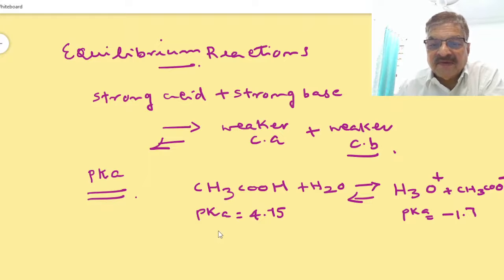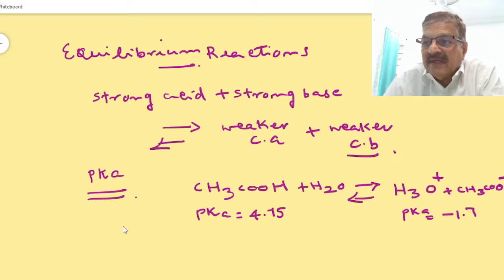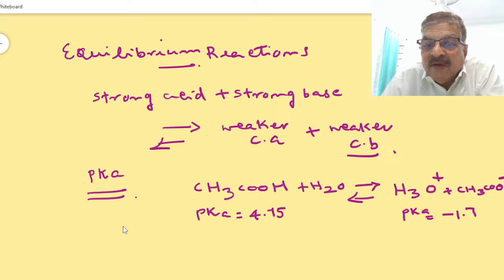Now which is the stronger acid here? The lower the pKa value, the stronger the acid. Therefore, the hydronium ion is the stronger acid compared to acetic acid here. Therefore, smaller pKa means stronger acid. Hydronium ion is a stronger acid than acetic acid. Therefore, what will be the position of the equilibrium here? The equilibrium will be shifted towards the weaker one. That is, the weaker one is acetic acid.